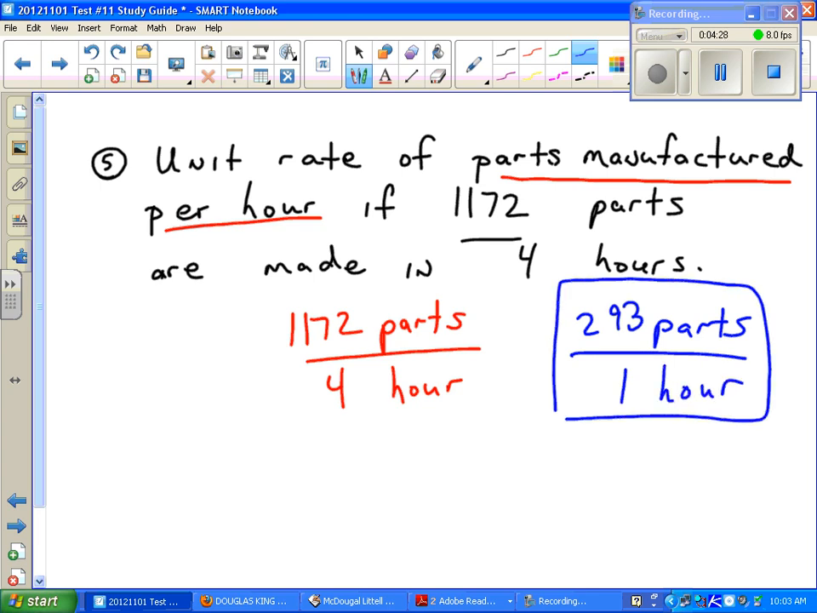And that's your unit rate. Every 1 hour, 293 parts.